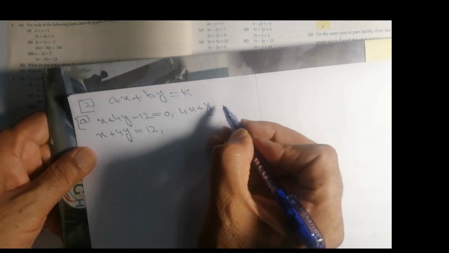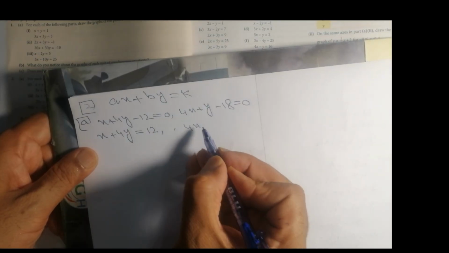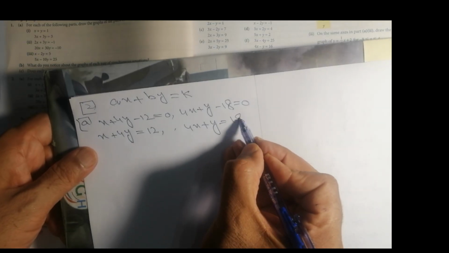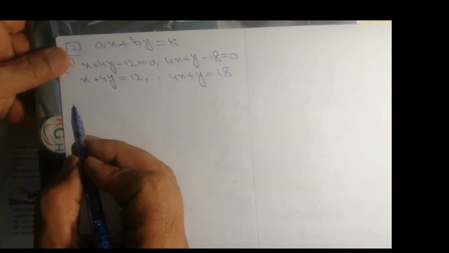The second equation for this is 4x plus y minus 18 equal to 0. So write it in the same form, which is also like in question number 1, 4x plus y equal to 18. Now we need to draw the tables.